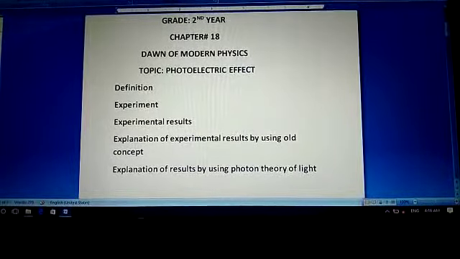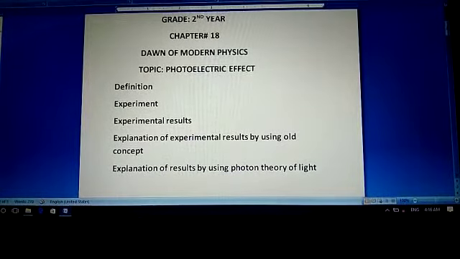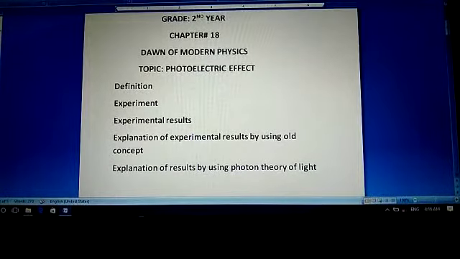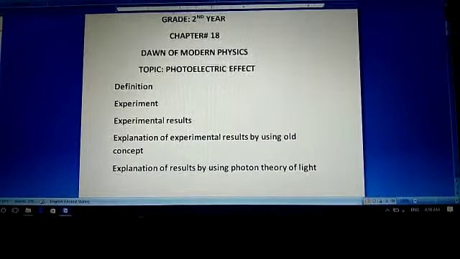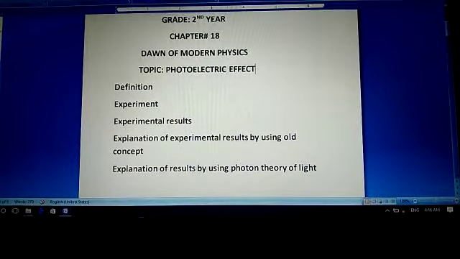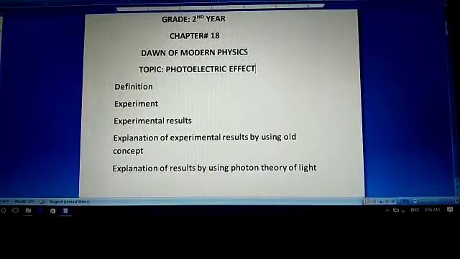Now in this lecture we discuss the experimental results which we found by the experiment of the photoelectric effect, and along with the experimental results we discuss the explanation of the experimental results by using the classical theory, and after that inshallah we discuss the explanation of the experimental results by using the photon theory of light.